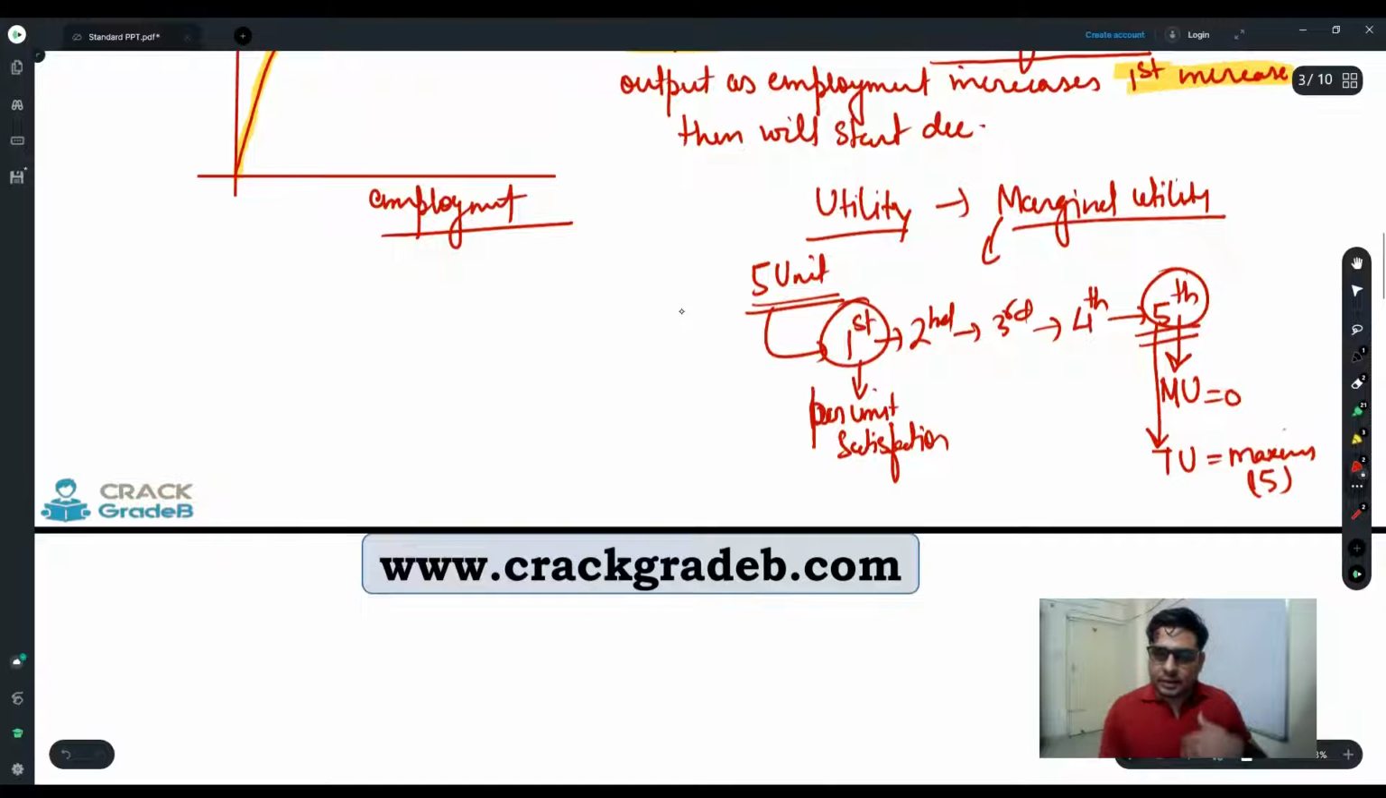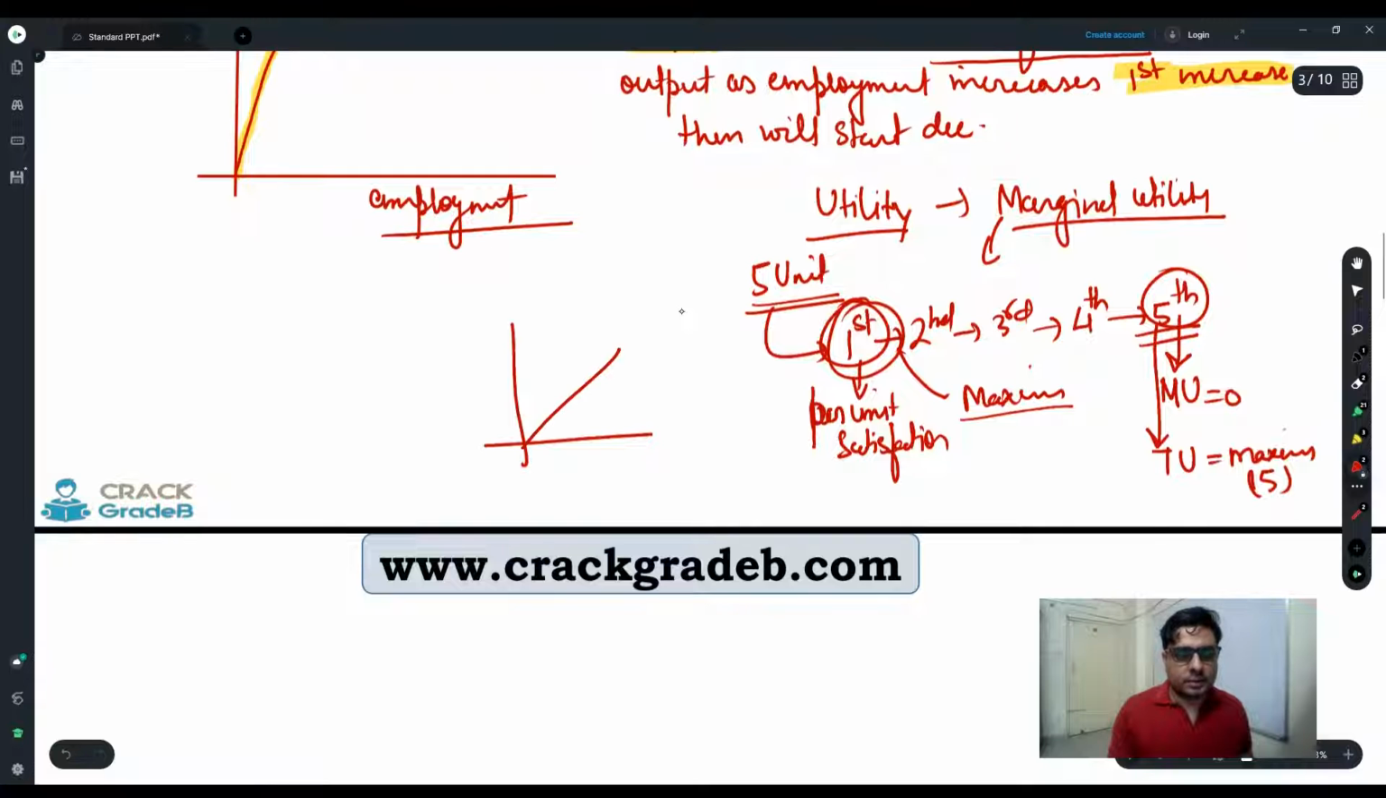So that is my maximum satisfaction, whereas I wanted to consume more and more, right? That's why I increased my consumption. The per unit satisfaction is going to be maximum here, but as I increase my consumption, my total satisfaction, that is total utility, is going to increase. Finally at the fifth unit it is going to be max. Here, per unit satisfaction is marginal utility, and here it is quantity.